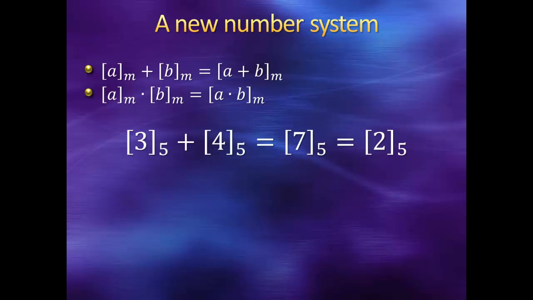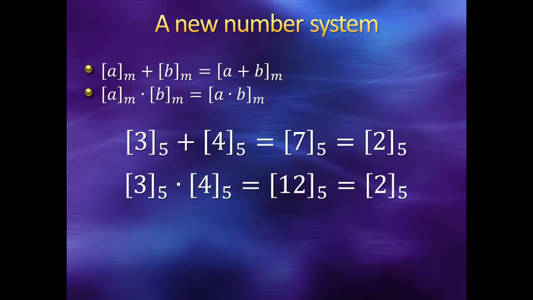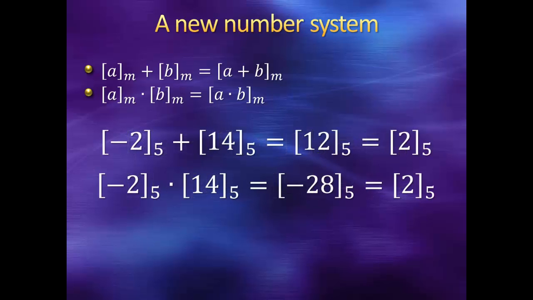Then for instance, the sum of 3's class mod 5 and 4's class mod 5 is 7's class mod 5, which is the same as 2's class mod 5. Similarly, the product will be 12's class mod 5, which is also the same as 2's class mod 5. Now for this to work, this should mean that if we choose any number congruent to 3 mod 5 and add it to any number congruent to 4 mod 5, our sum will still be congruent to 2 mod 5. The particular number we pick from each congruence class shouldn't matter.